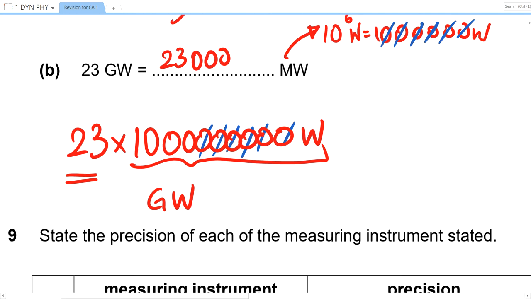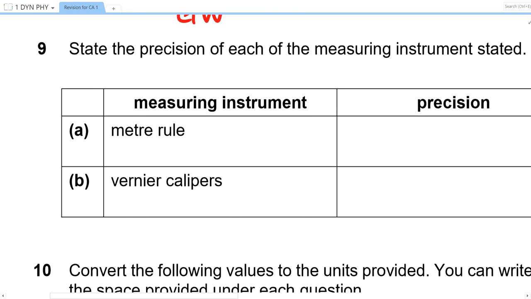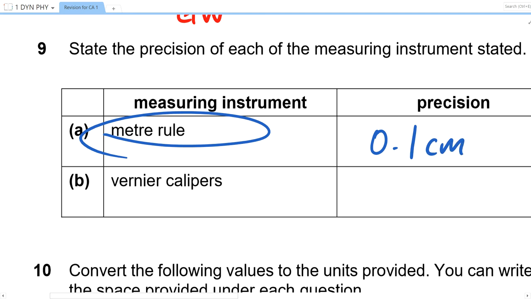Okay, next, question 9 again. State the precision. This you were told to memorize. What if you forget? I can't remember what is my precision of meter rule. How? Check your own ruler. Yes, you have a ruler, right? Take out your ruler. What is the smallest reading that you can possibly have? 0.1 cm. That's it. Everybody should have a ruler in their pencil case.